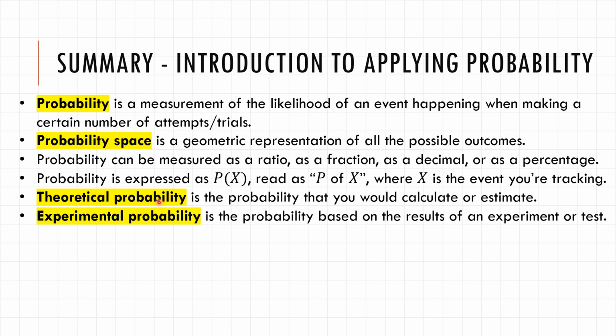Theoretical probability is the probability that you might calculate or estimate is going to happen, but experimental probability is a probability that is based on the results of an experiment or a test that you actually did, instead of just relying on your estimations or calculations.